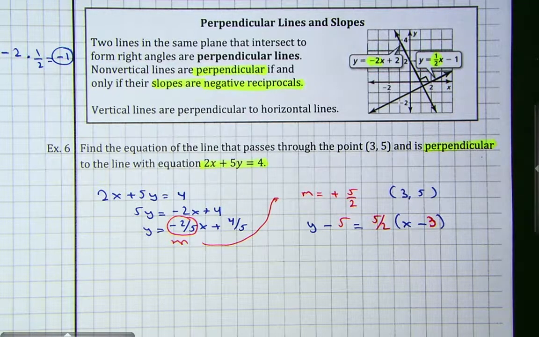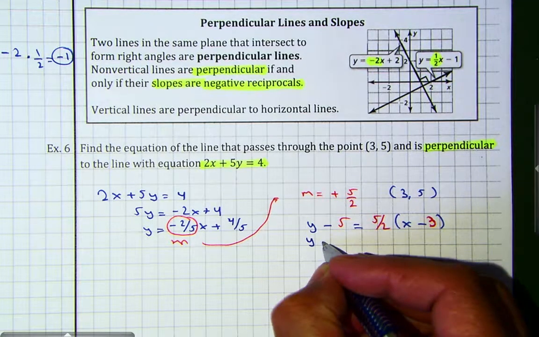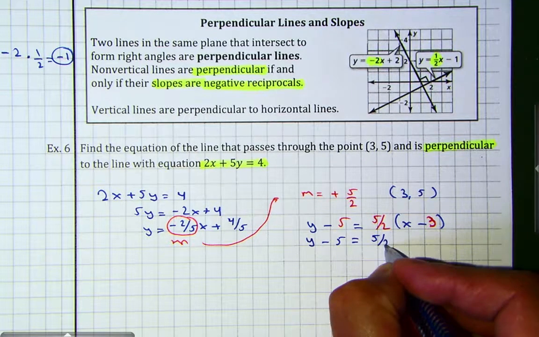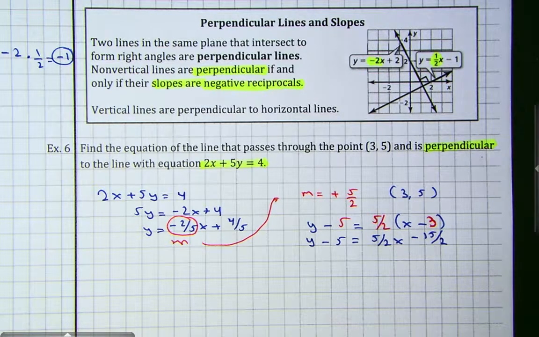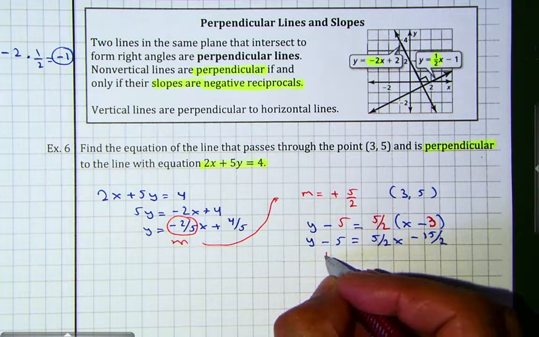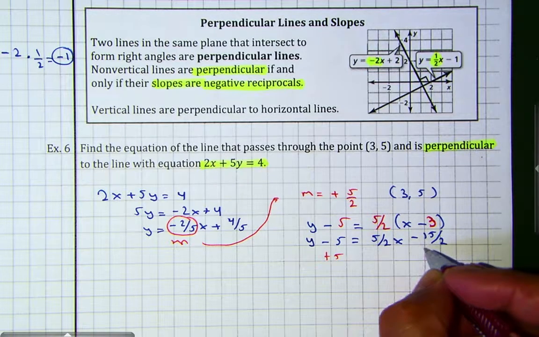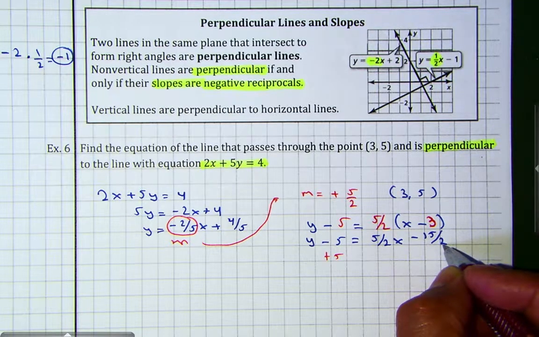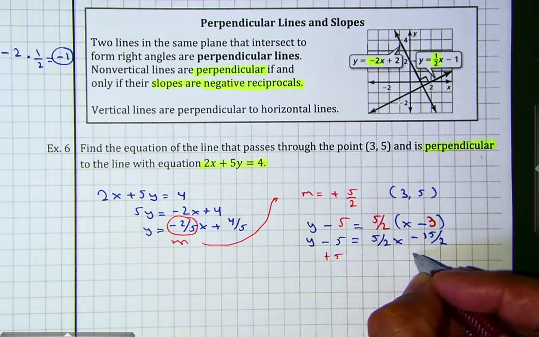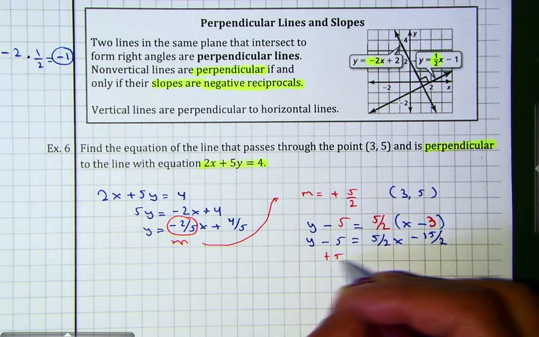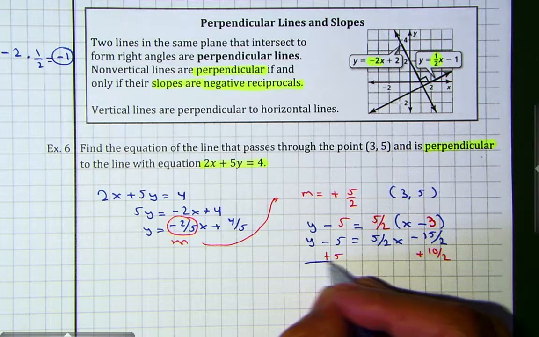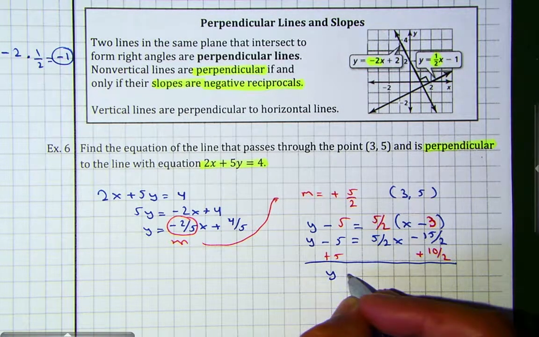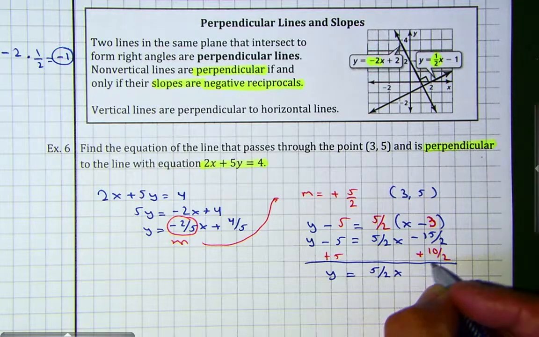Go and pause it. So therefore we have y minus 5 is equal to 5 over 2x minus 15 over 2. Plus 5 on both sides. Now when I add 5 in here, I need it as over 2. So therefore I know it's going to be, how many halves are in 5? 10 halves. So therefore y is equal to 5 over 2x minus 5 over 2.